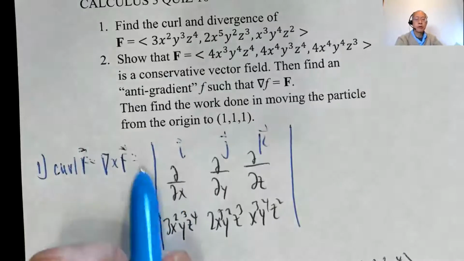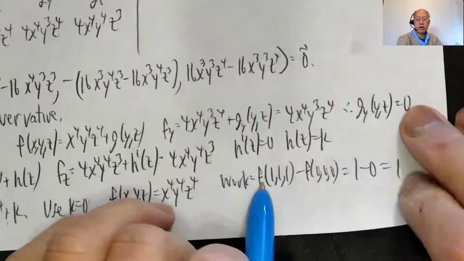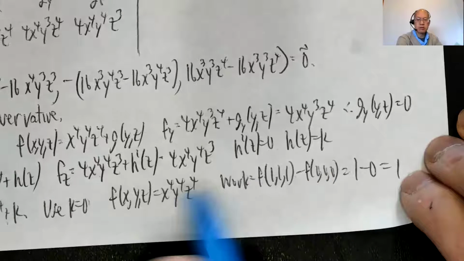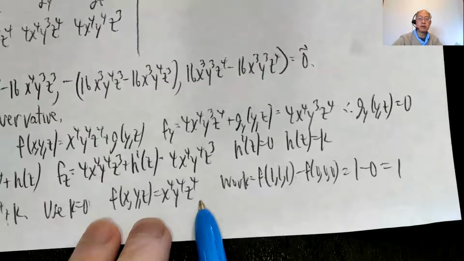So therefore, the work moving from 0, 0, 0 to 1, 1, 1 is simply f of 1, 1, 1. Plug in 1, 1, 1, you get 1, minus f of 0, 0, 0, which is 0. So the final answer is 1. All right, so that's the solutions to Calc 3, Quiz 10.